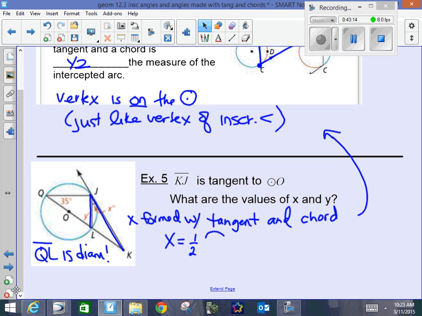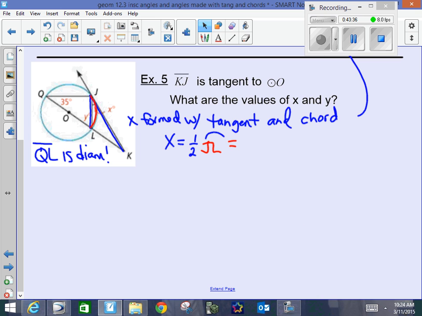The intercepted arc then is what? What's the name of it? Right here, intercepted arc. There we go. So what's the measure of JL? Oh, we don't know that. Okay, so we've got some work to do. We'll hold on to that. And do we know it? Not written there, but hey, what do you think it is? Is it 35?